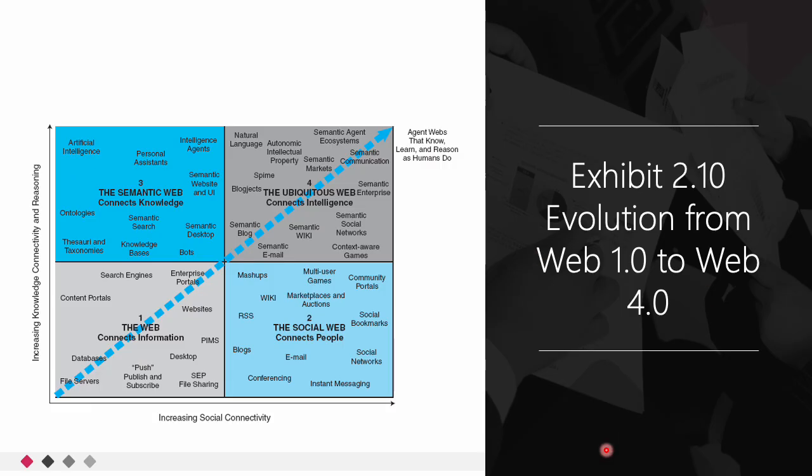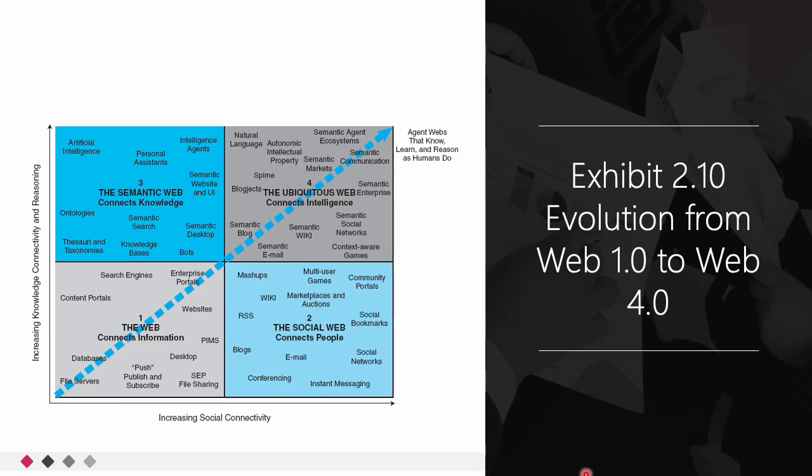Okay, so in quadrant one, the web connects information. This is the bottom left corner. It represents the early days of the internet, sometimes called Web 1.0. The key technology here includes the file server and database where the information was stored, and then the search engines, the websites, the desktop, and the push, publish, and subscribe.